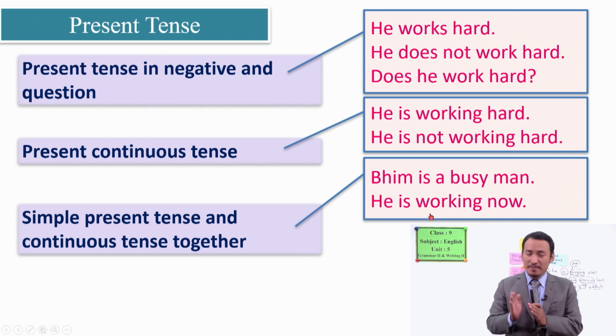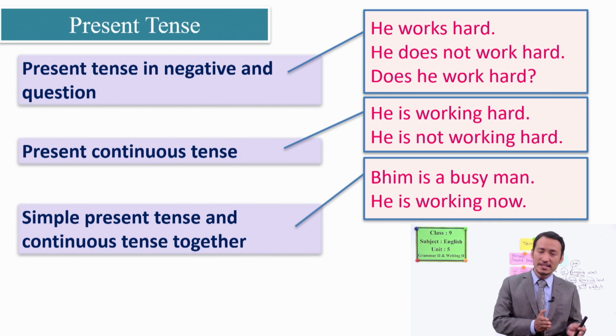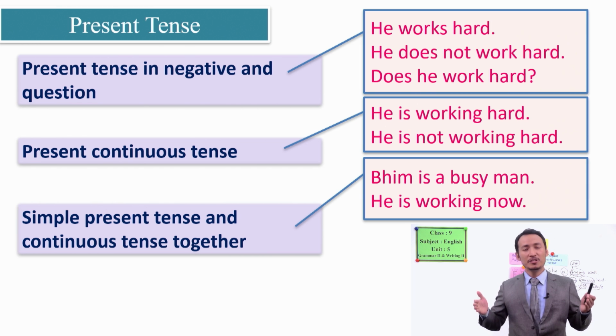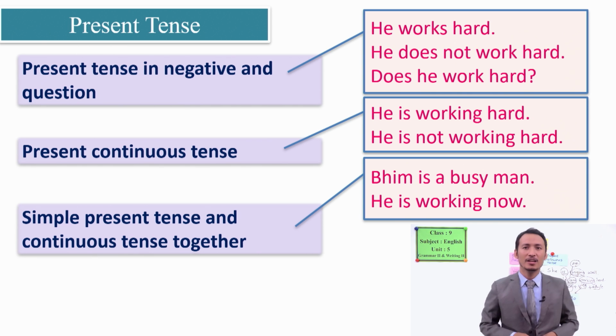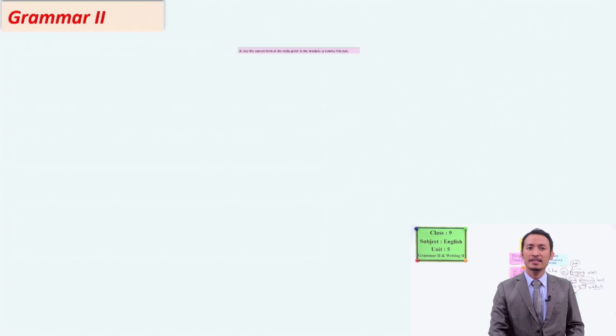So you can make similar sentences like Bhim is a busy man, he is working now. Ram is a student, he is studying now. Okay, Sita is a good player, she is playing now. Likewise, you can use simple present tense as well as present continuous tense together. Okay, now let's move to the exercise.